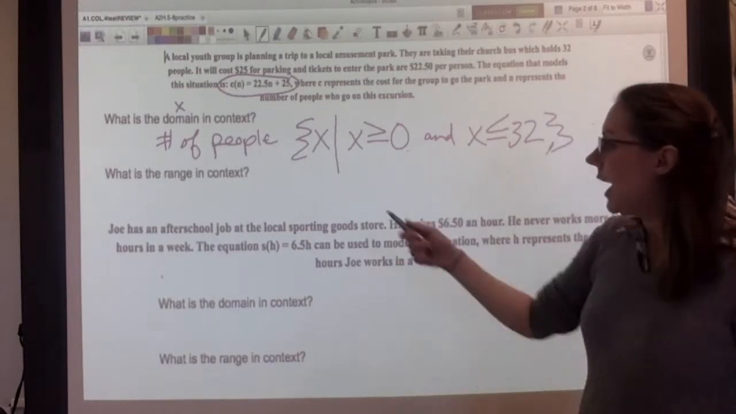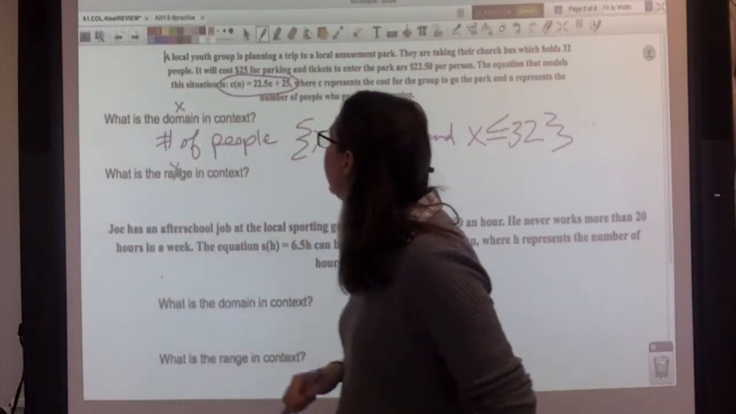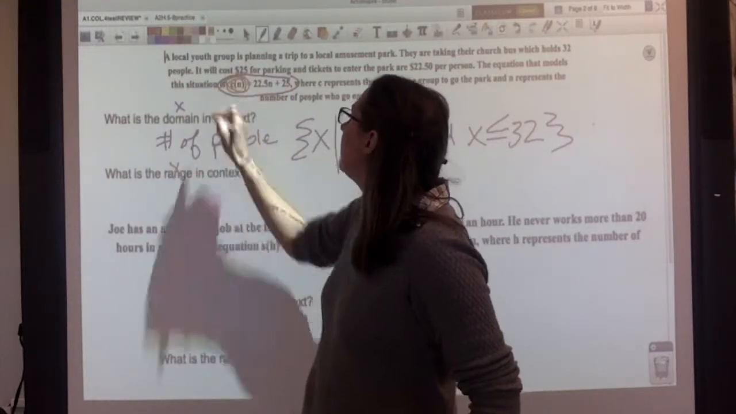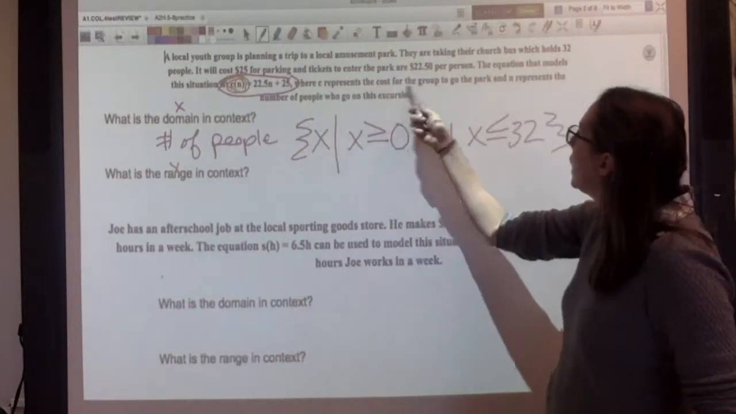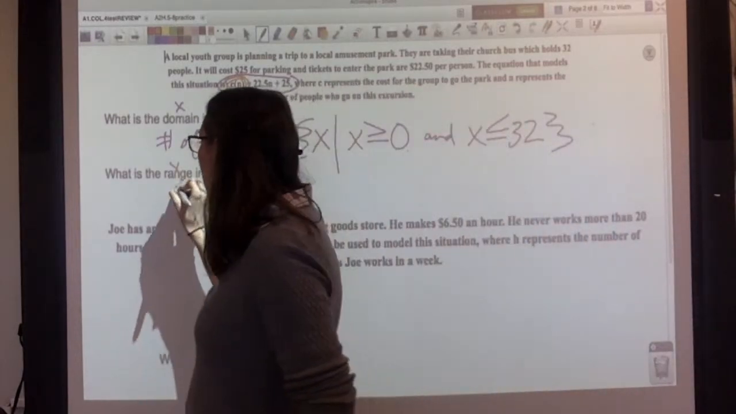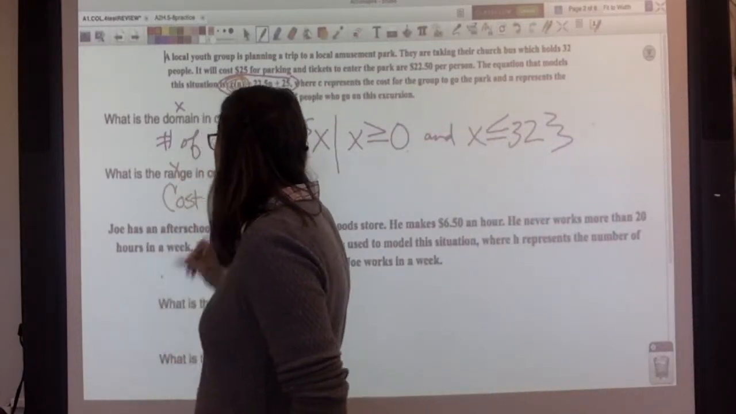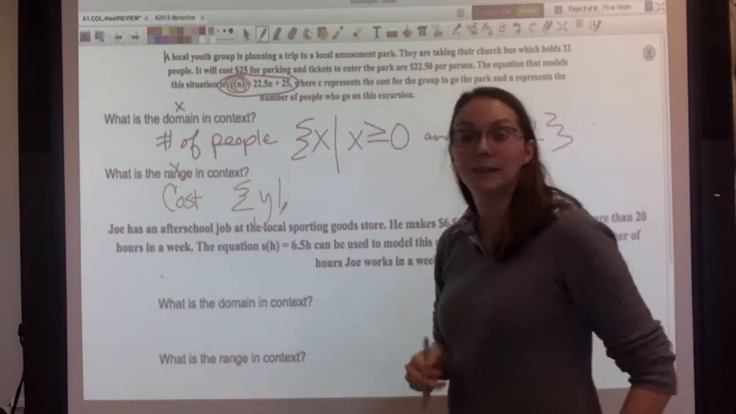Next, let's take a look at our range. So range, again, hopefully you're thinking, goes with the y. So Y is kind of our outcome piece here. And they told us that C is going to represent the cost for the group to go and park. So our range, our outcome is going to be the total cost. I'm going to start my set builder notation. All the values of Y such that.